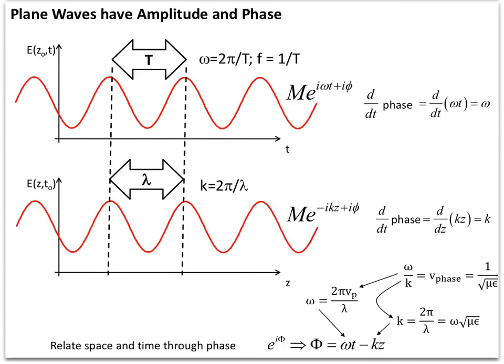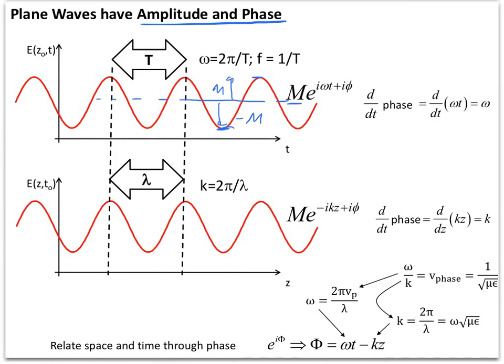Plane waves, like any other wave, have amplitude and phase. The amplitude we can express just as a number. The magnitude is essentially the difference between the peaks of the wave. Technically, the magnitude is defined by the value from here to here, so that would be the value m. This distance would be negative m.